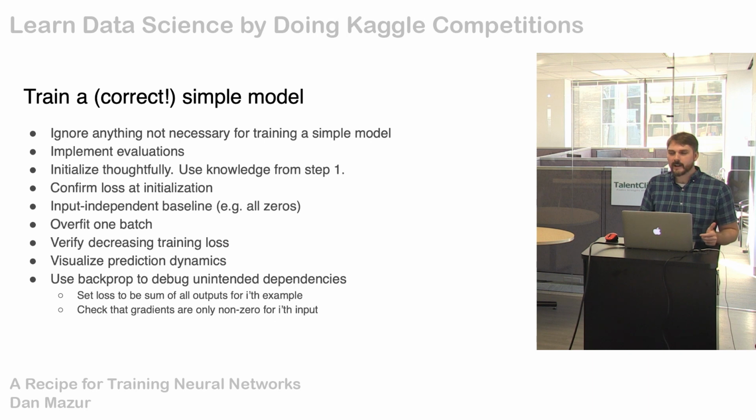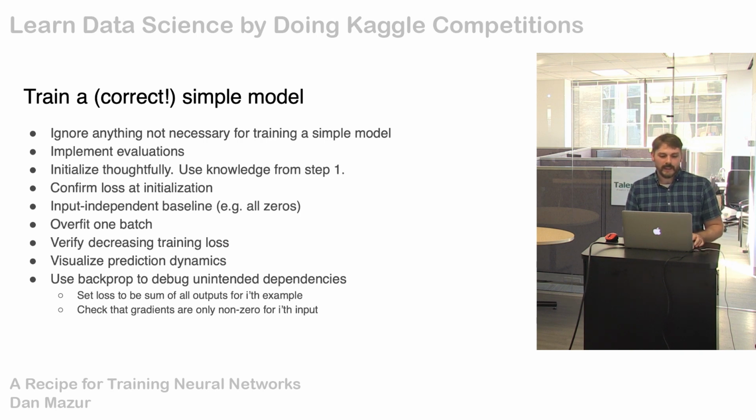So, confirming loss at initialization. This means before you do any training, does the loss you get out at the end of your neural network make sense? If you're doing a classification problem, you should get out a random... basically the prediction should look random initially before you've done any training.